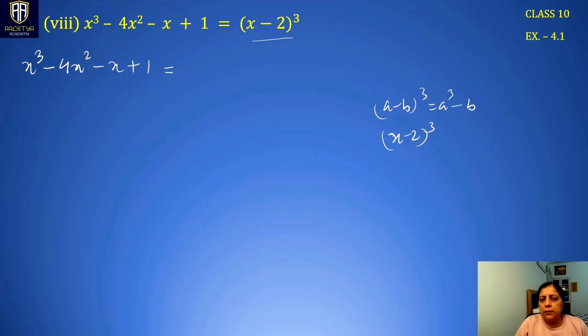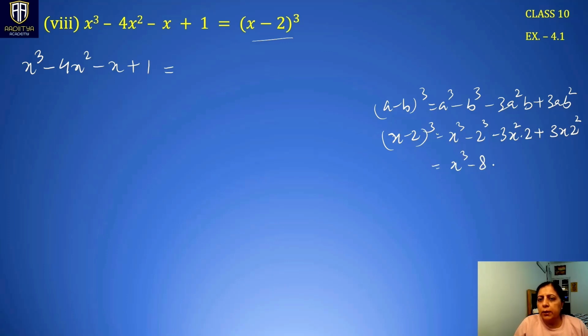This is a cube minus b cube minus 3a square b plus 3ab square. So you get x cube minus 2 cube minus 3 x square times 2, where a is x and b is 2, plus 3x times 2 square. Simplifying this, we get x cube minus 8 minus 6x square plus 12x. So in RHS we have x cube minus 8 minus 6x square plus 12x.